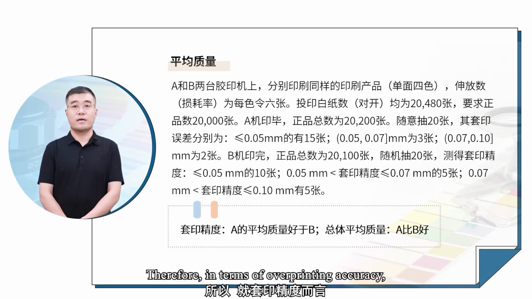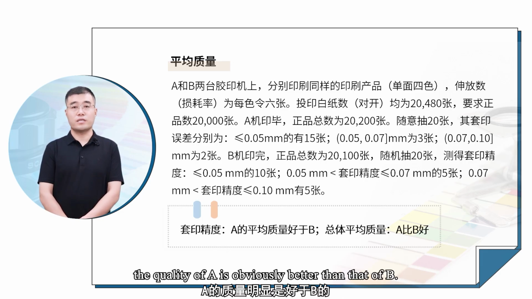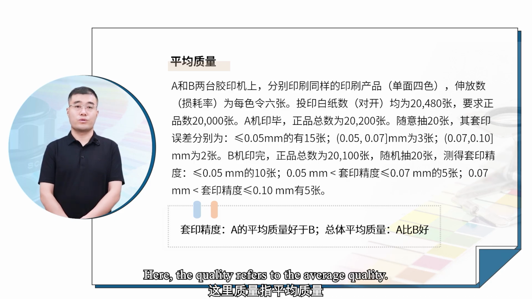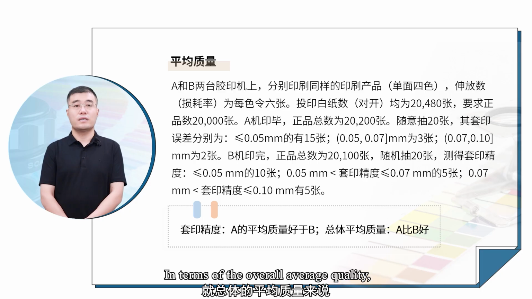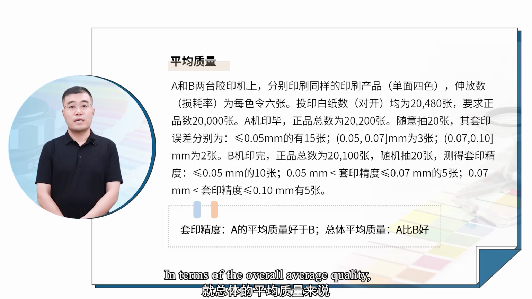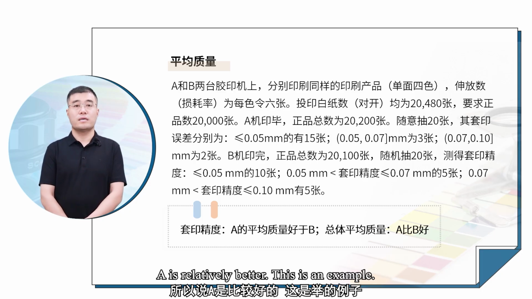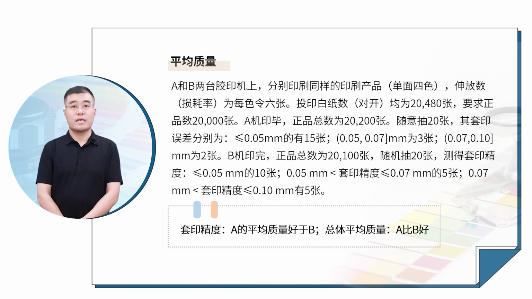Therefore, in terms of overprinting accuracy, the quality of A is obviously better than that of B. Here, the quality refers to the average quality. In terms of the overall average quality, A is relatively better. This is an example.